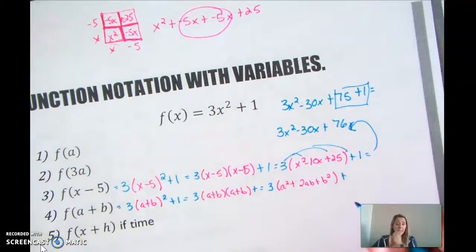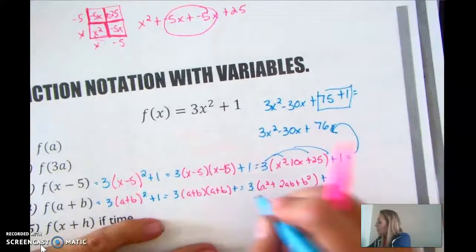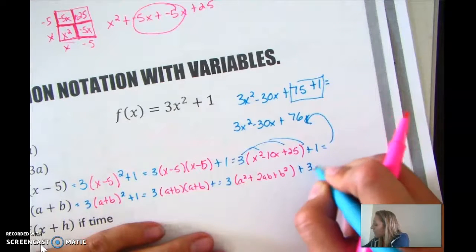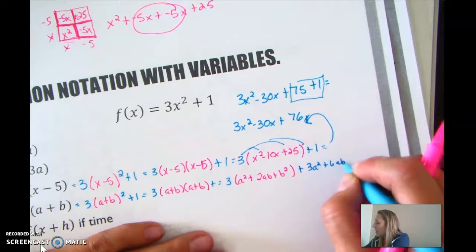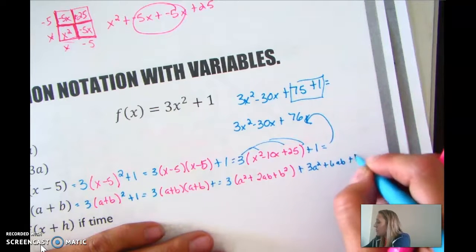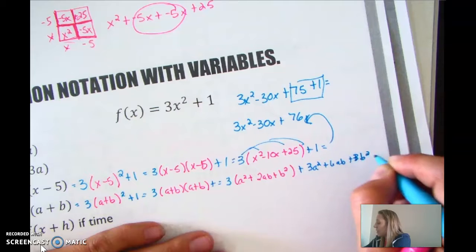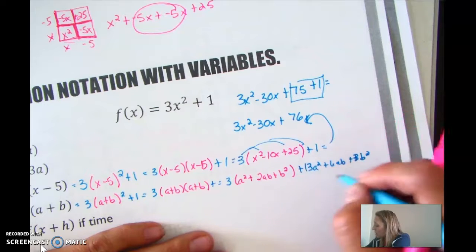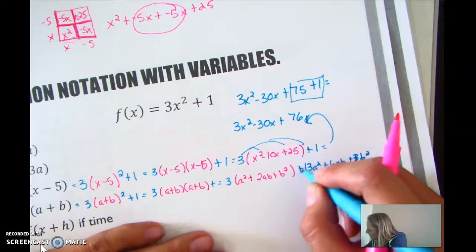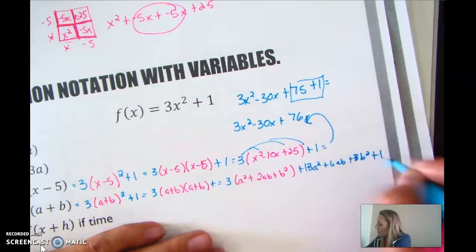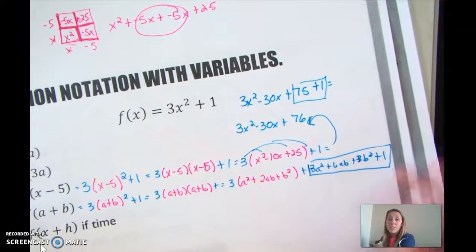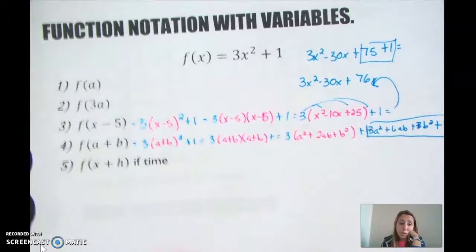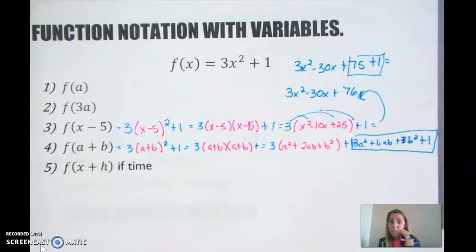So the last thing I have to do is distribute that 3. 3 times a squared is 3a squared. 3 times 2ab is 6ab. And 3 times b squared is 3b squared. And then I just have my plus 1. Oops, I forgot to write plus 1. So this is my final answer for that one. Now I would like you to try number 5 all the way on your own. I'm going to write the answer and you can check it.